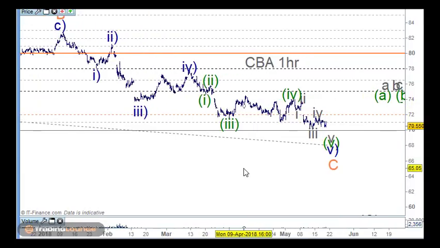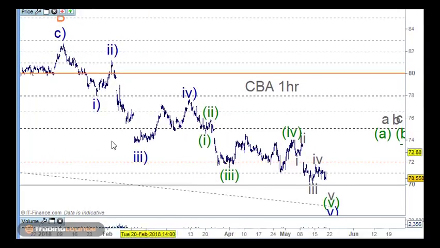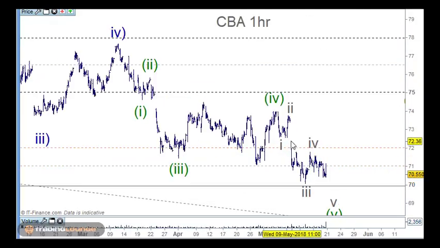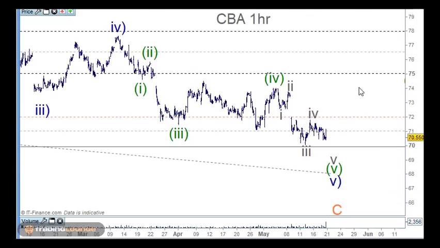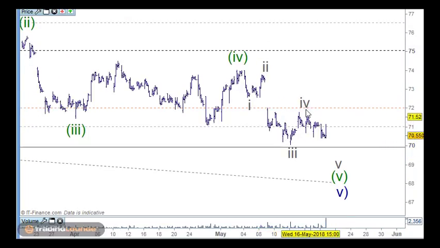So, oh no, this is how I was looking at it. Sorry about that. Yeah, it looked a bit weird. 1 and 2 and 3 and 4 here, then 1 and 2 and 3, and then an A and a B and a C wave here for wave 4, and then 1 and 2 and wave 3, wave 4 here.